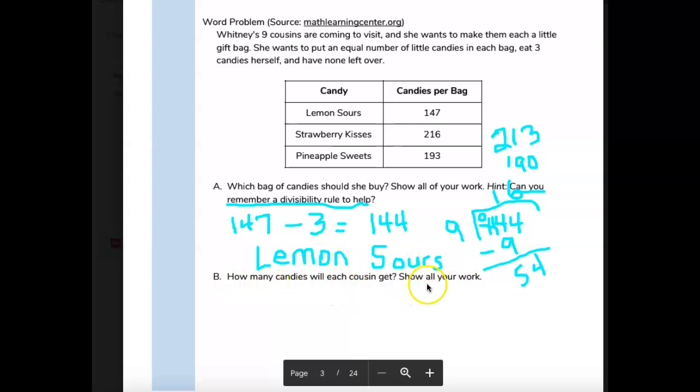How many candies will each cousin get? Here's your work for that. We already did that up there. So each one will get 16 candies.